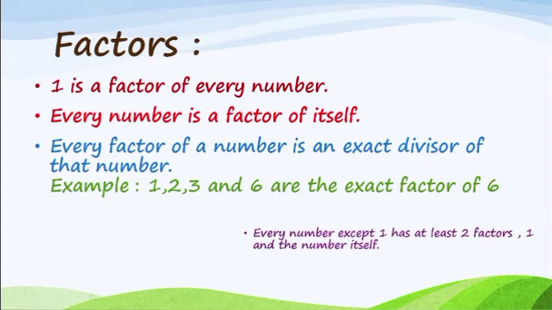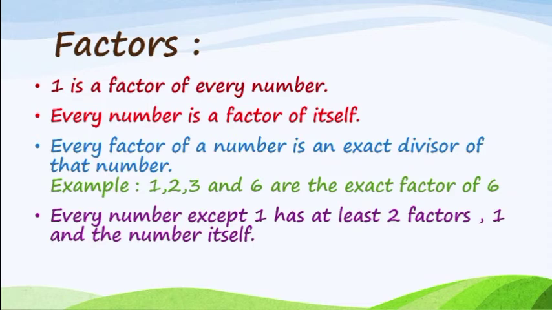Next one, every number except one has at least two factors. Whenever you find the factors of any number, you will find that they have either two factors or more than two factors. Only one number does not have more than one factor, and that number is 1. See here, every number except one has at least two factors, meaning leaving one.